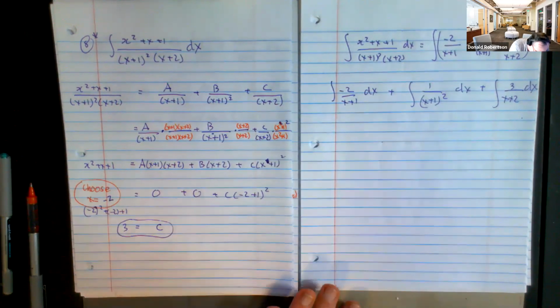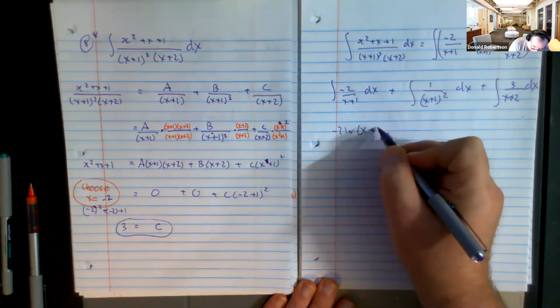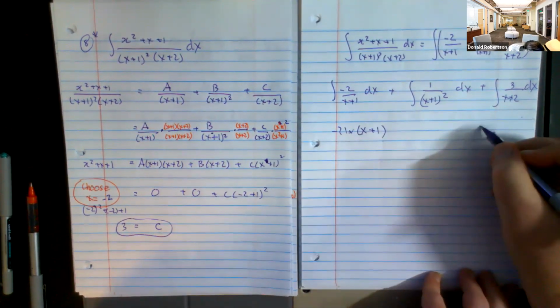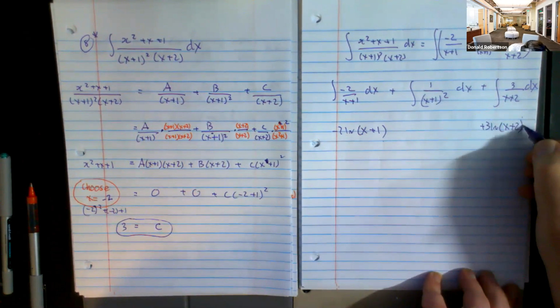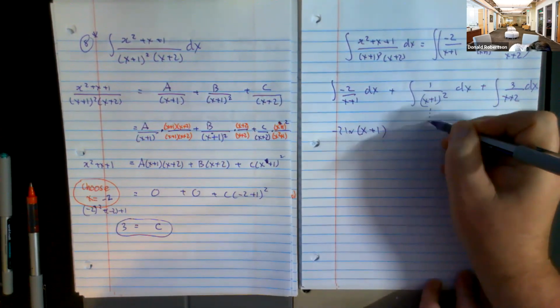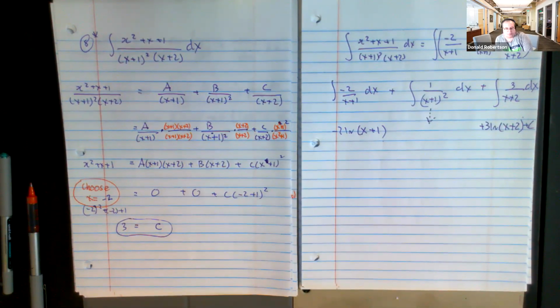Okay, this guy is -2, the natural log x plus 1. This guy at the end is 3 lots of the natural log of x plus 2. There's always one bad boy. I need to integrate 1 over x plus 1 squared. Any suggestions about how to integrate 1 over x plus 1 squared? Because once that's done, this question is dead.